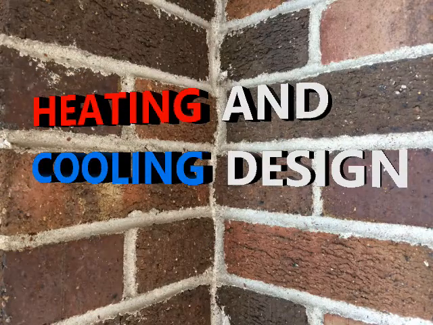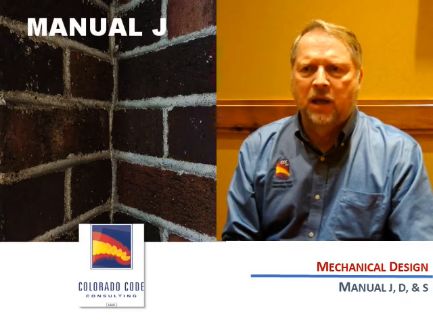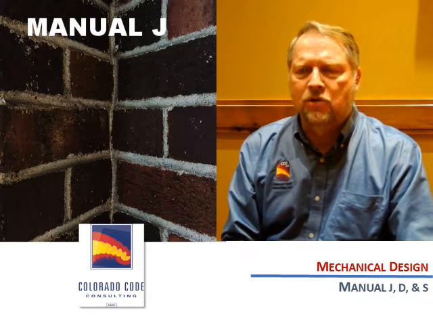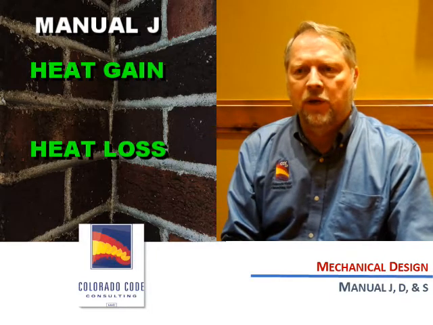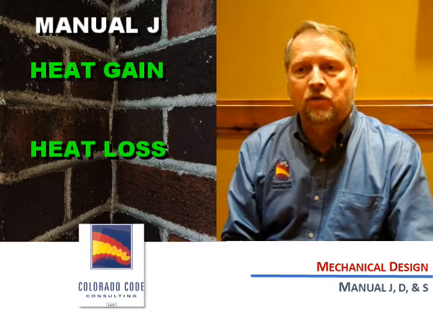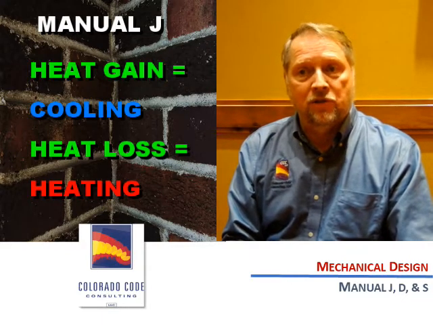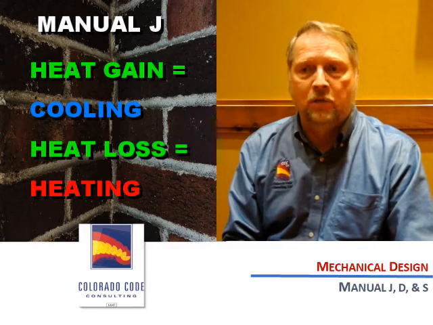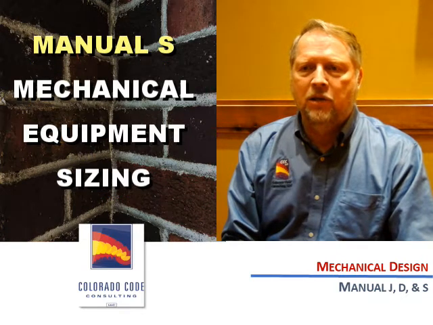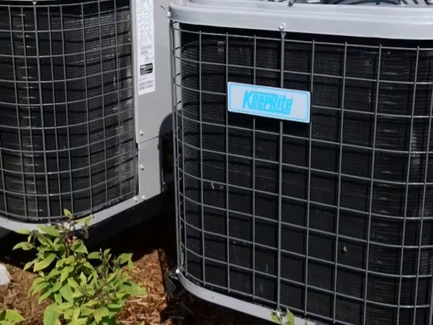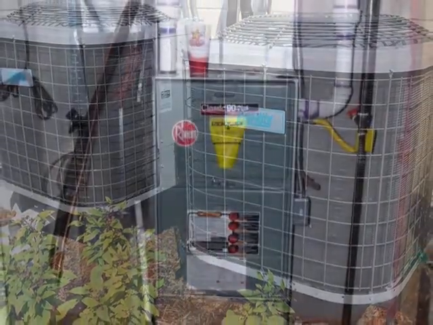Heating and cooling design. So what is a Manual J? An ACCA Manual J, ACCA being the Air Conditioning Contractors of America, a standards writing organization, is a standard that calculates the heat gain and heat loss for residential buildings. Heat gain would be used for the air conditioning sizes, and of course heat loss would be used for the heating equipment sizing. Without an accurate Manual J calculation, heating and cooling equipment in the past were typically twice the size that was needed.